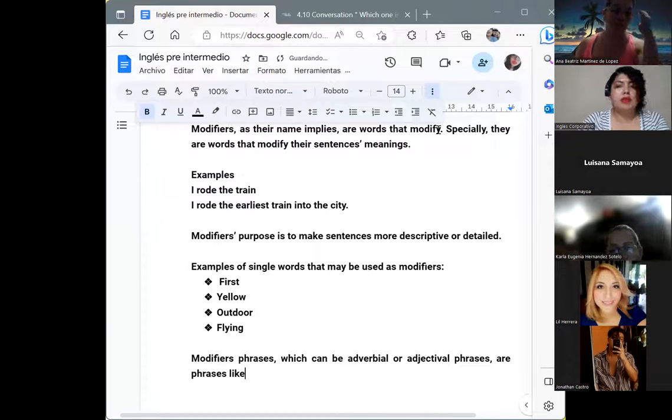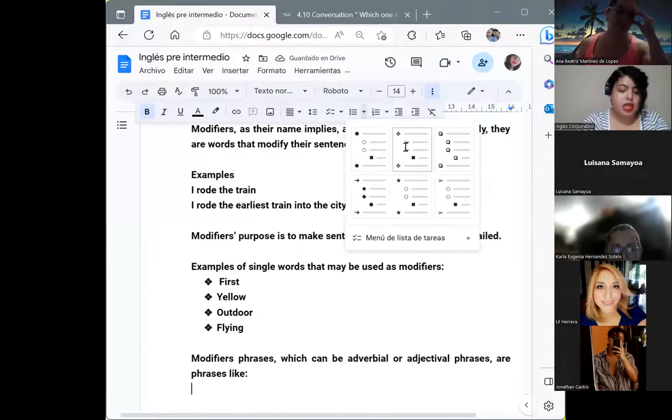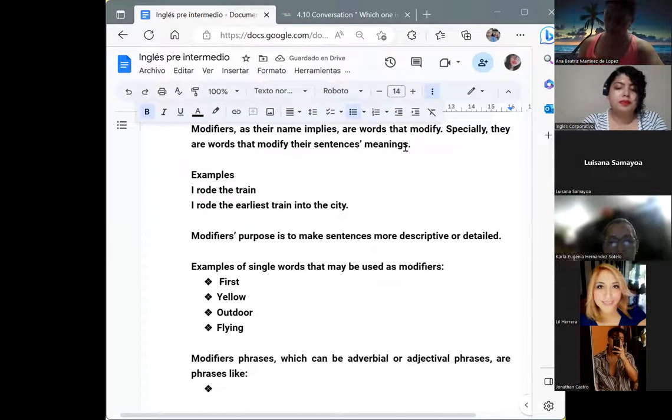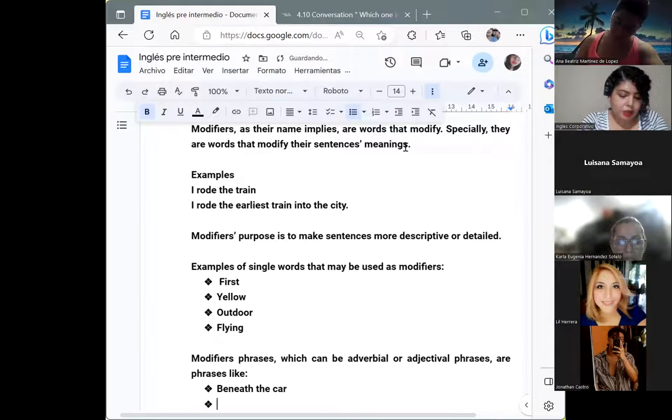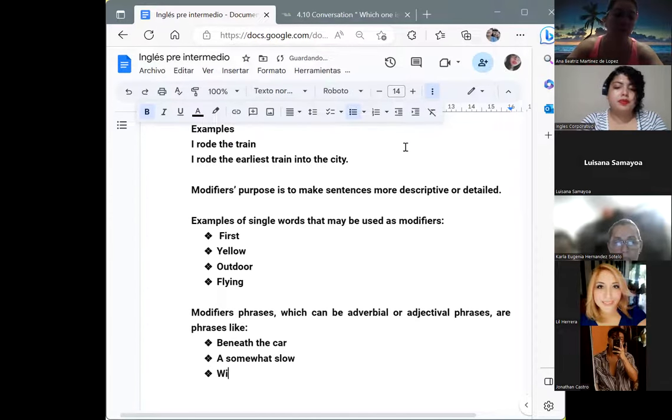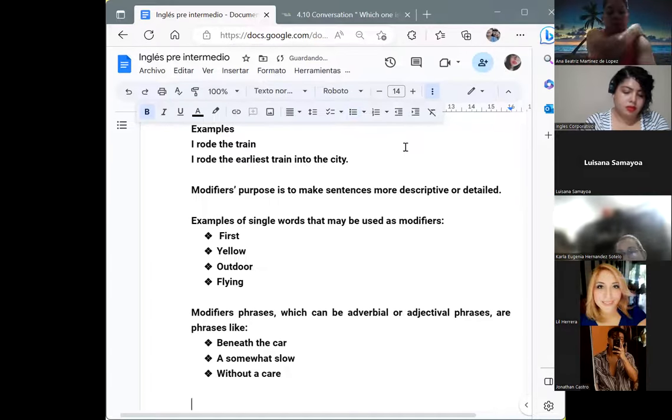We have here the example of these phrases. In this case, we have beneath the car, somewhat slow, without care, sometimes clauses, las conocidas cláusulas, ¿verdad?